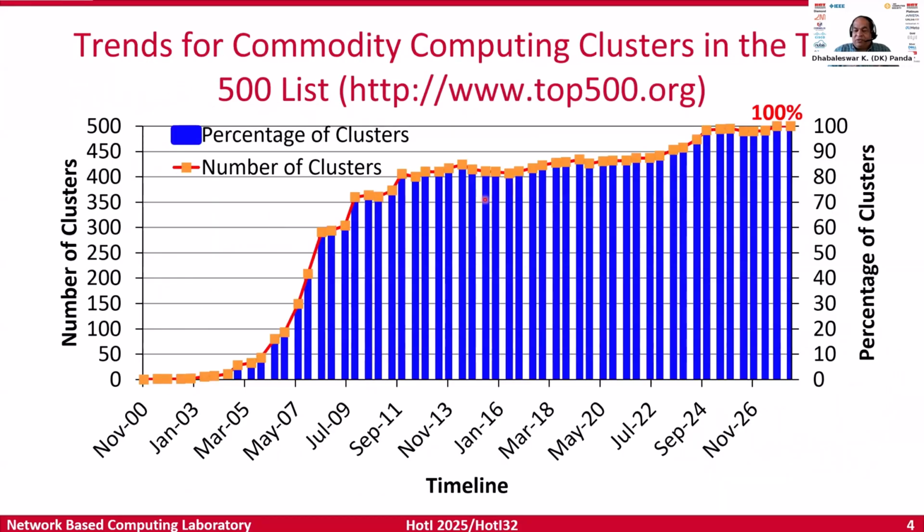I'm assuming that since most of you have been attending Hot Interconnects, you are familiar with the TOP500 list. TOP500.org lists the top 500 supercomputers in the world, and it gets ranked twice a year, once in June in Europe and once in November in the US. We have taken this data. There is a lot of data on the TOP500 page showing historical trends. One trend we are trying to focus on here is the trend for commodity computing clusters. If you take a look at the x-axis, it shows the years. On the y-axis, we are showing the number of clusters, and here it's the percentage of clusters.